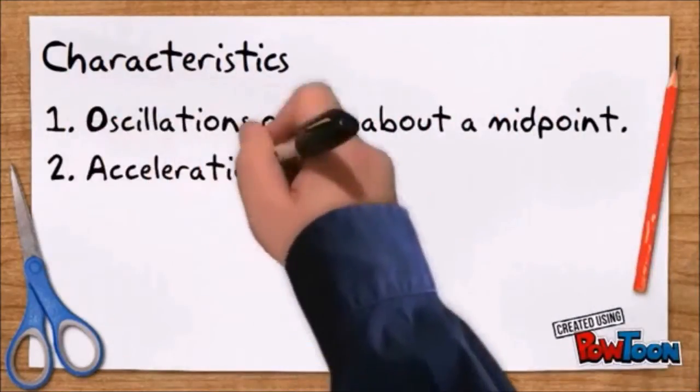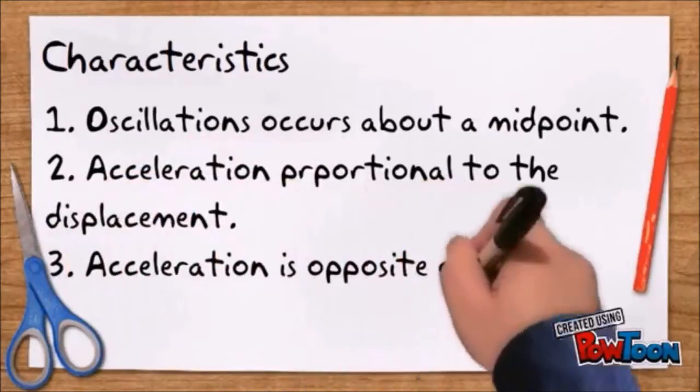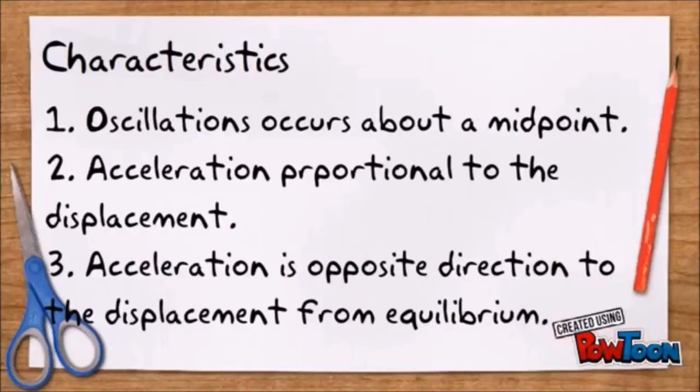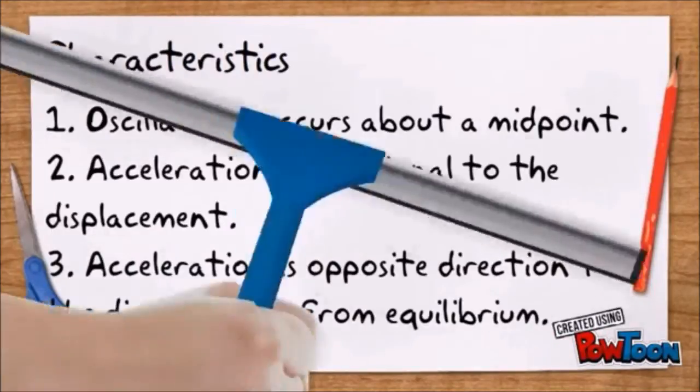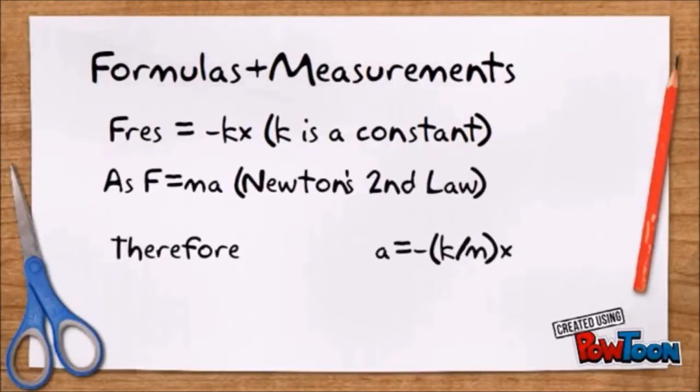Firstly, oscillation has to occur about a midpoint. Secondly, acceleration has to be proportional to the displacement. And finally, acceleration has to be in the opposite direction to the displacement. These characteristics can also be expressed as mathematical equations, and these are as follows.